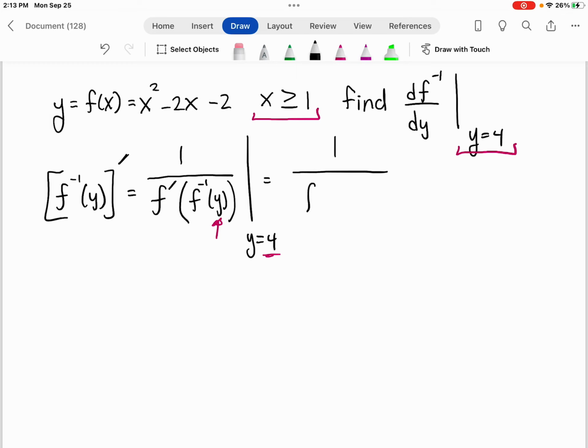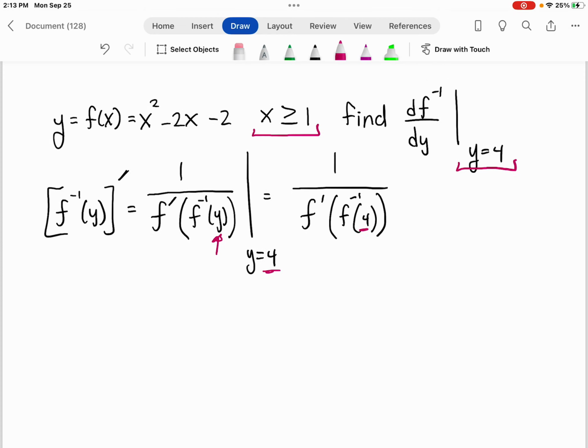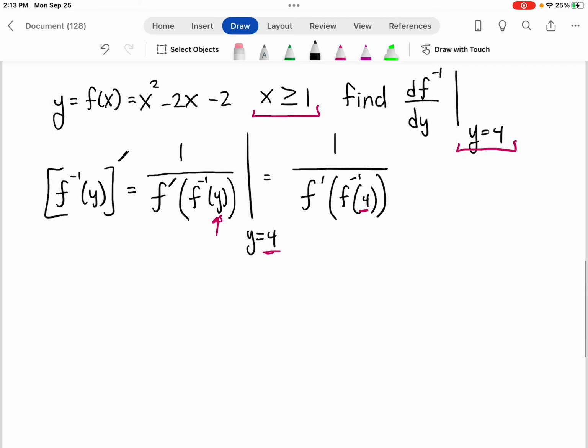So what we're trying to find is this. I'm trying to find the reciprocal of the derivative and then plug in the value for the inverse of 4. That's this right here. Now, in order to do this, first we need to find the derivative of f, and then we also need to find the value of the inverse at 4, so we can plug that in. Let's find the derivative of f first.